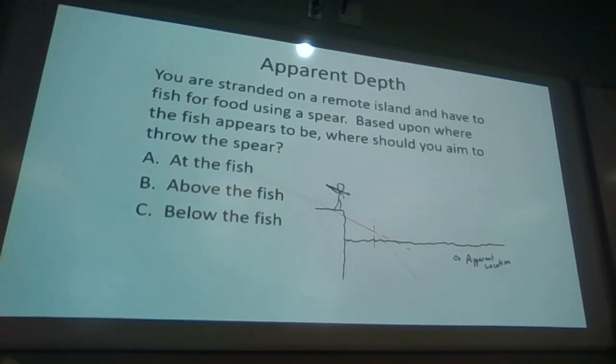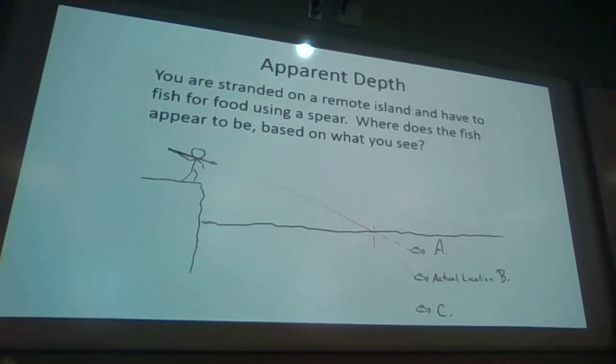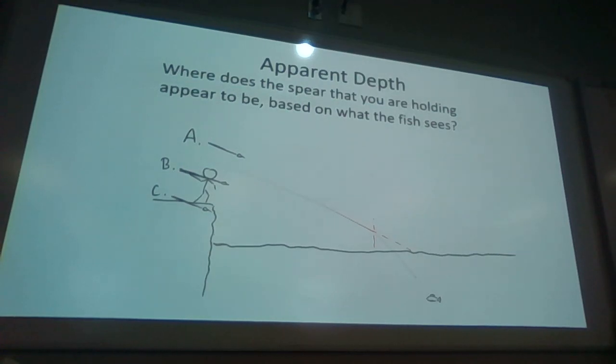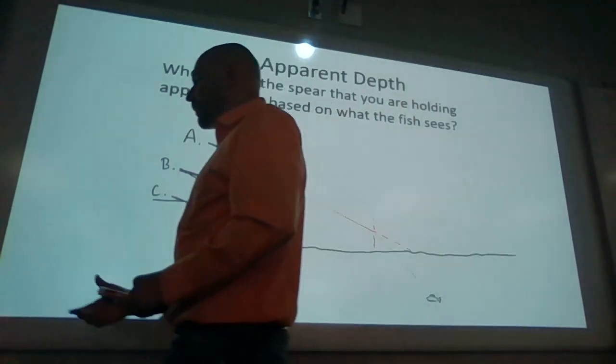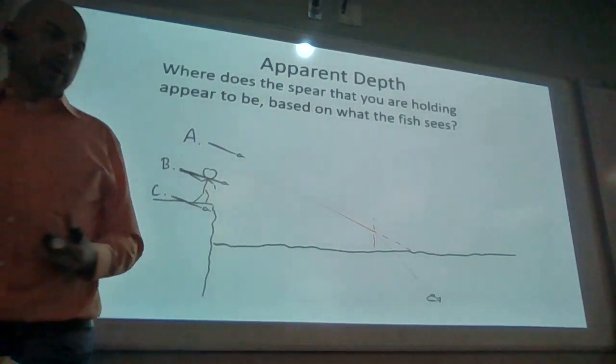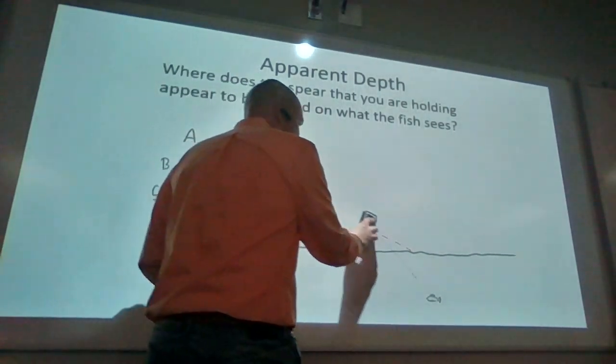Tell your neighbor. Everybody good with C? You think you see the fish here. It's not actually there. It's below that. Okay? Last question. We always think about what we should do to see the fish, but what about the fish's point of view? I mean, no one ever asked, what does the fish see?